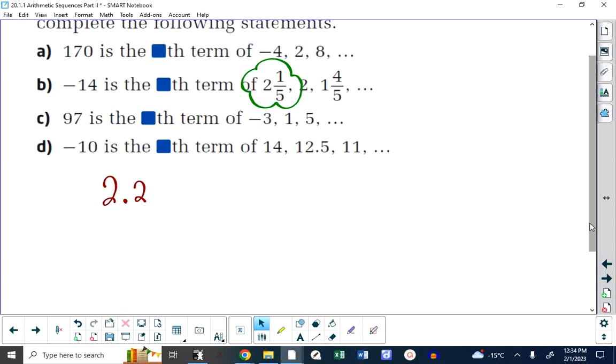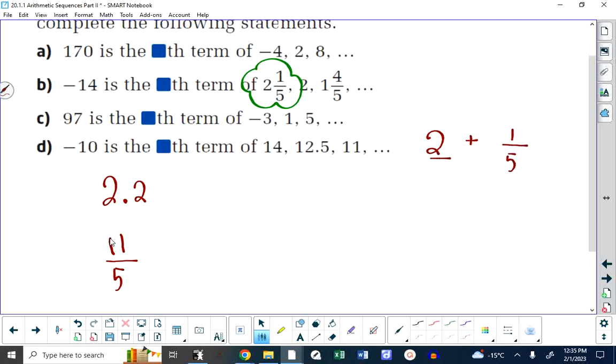Alternatively, rather than writing 2.2, if you're going to write it as a fraction, 11/5 is the way to go. And what I'm doing there, and this has nothing to do with this lesson, I'm just talking numbers and basic math, is I'm saying I have 2 and I'm adding to it a fifth. I need a common denominator. I'm going to multiply the top and the bottom of this fraction by 5 to get 10/5 plus 1/5.